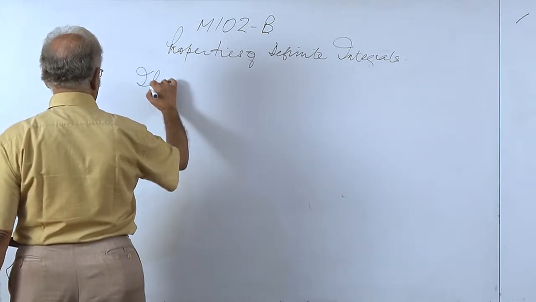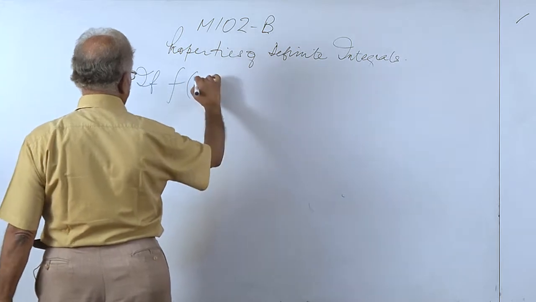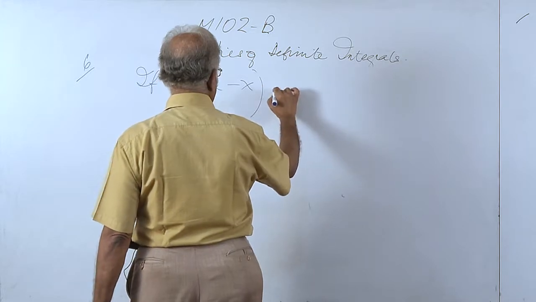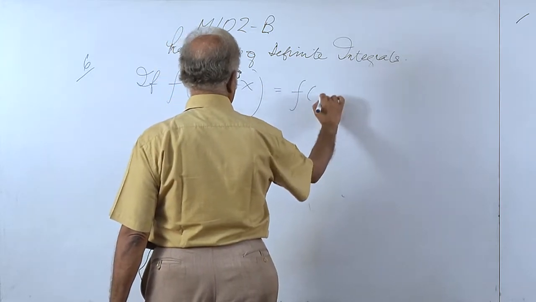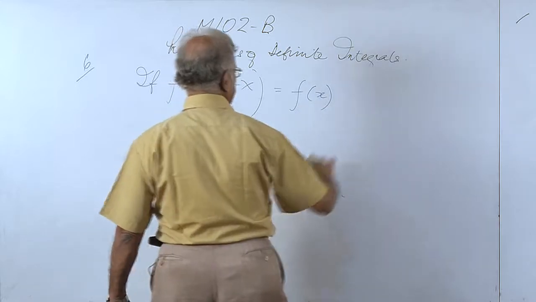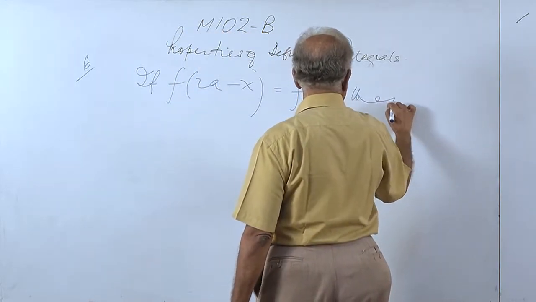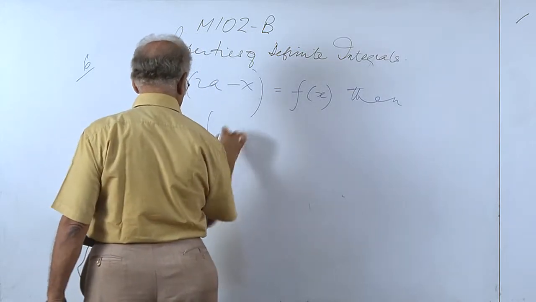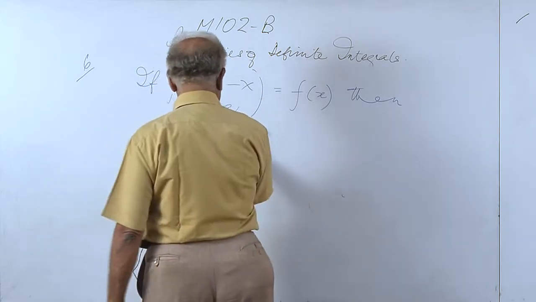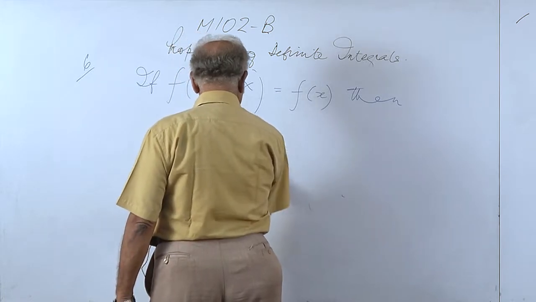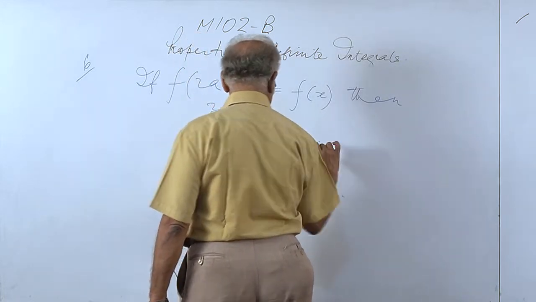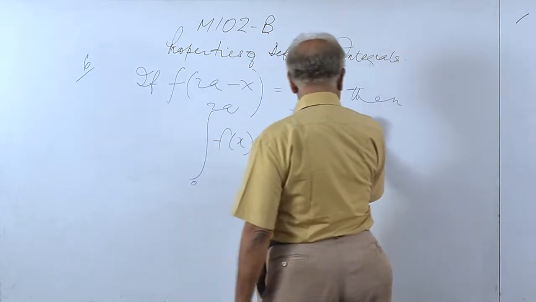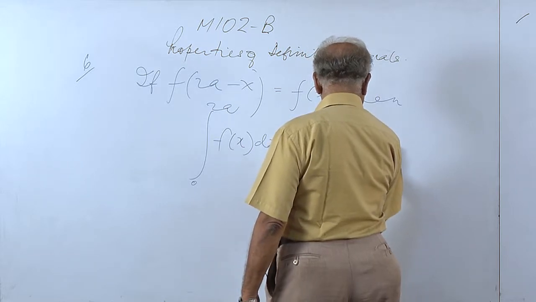if a function f is such that it is known that f of 2a minus x is f of x, then the integral from 0 to 2a of f(x) dx is 2 times the integral from 0 to a of f(x) dx.